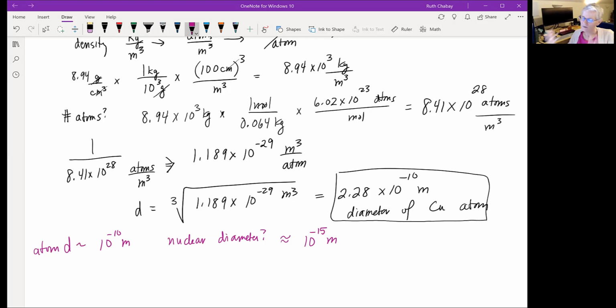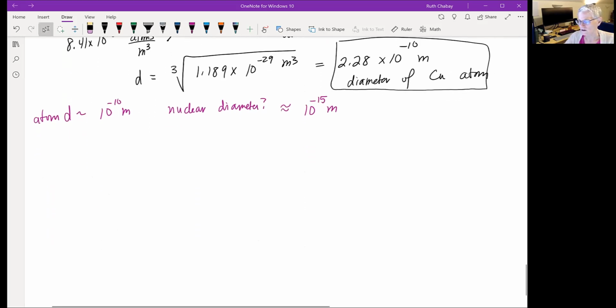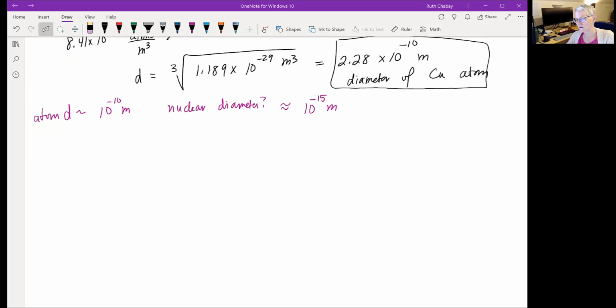It's not a matter of memorizing particular atomic diameters or nuclear diameters. It's a matter of knowing orders of magnitude, which is actually a very useful thing. It's like knowing that the speed of light is 3 times 10 to the 8th meters per second. So angstroms are not used in SI units. An angstrom is 10 to the negative 8th centimeters, but we're just going to talk about meters here.